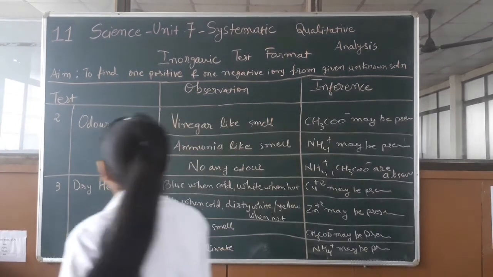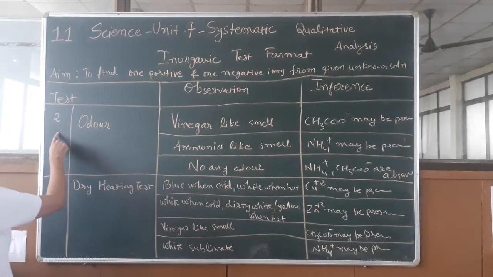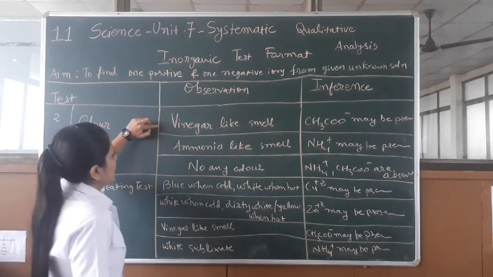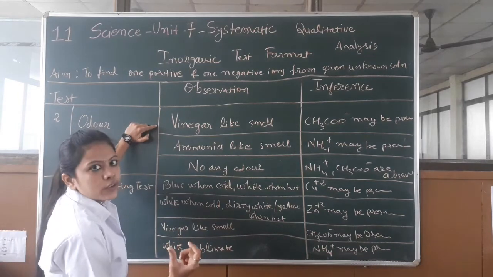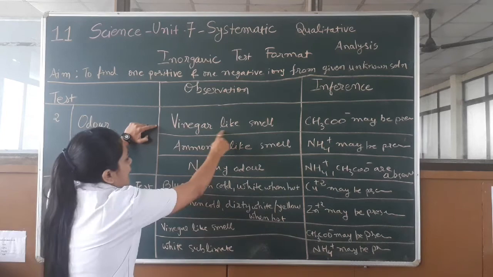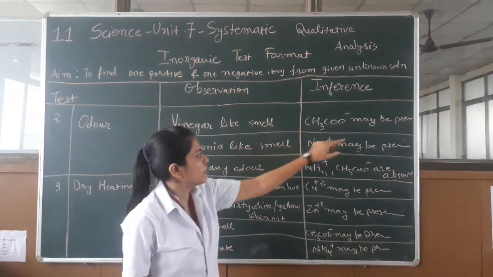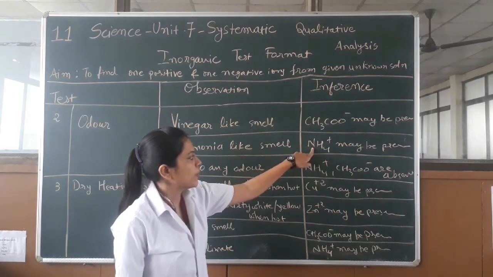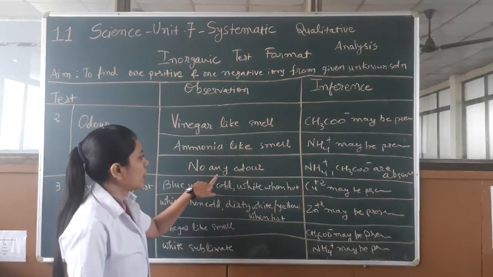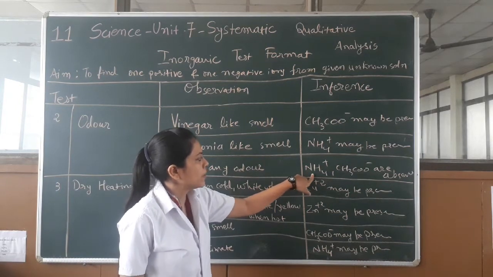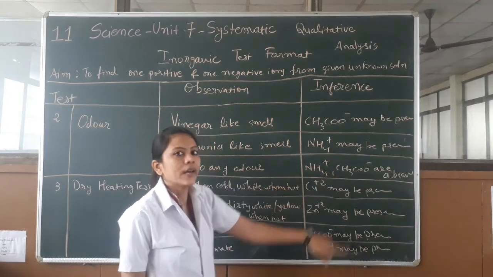Let's move to the next test. Second test is odor, like smell. If you got any solution, you have to check the odor, like smell. If vinegar-like smell, CH3COO- will be present. If ammonia-like smell, NH4+ may be present. If no odor, no smell, you can write over there NH4+, CH3COO- are absent.